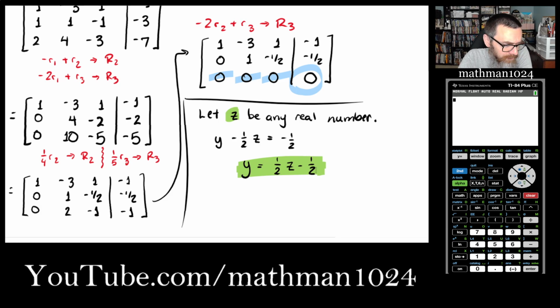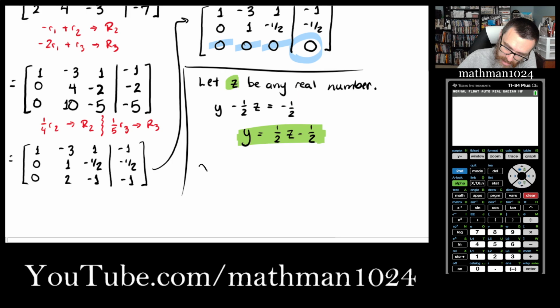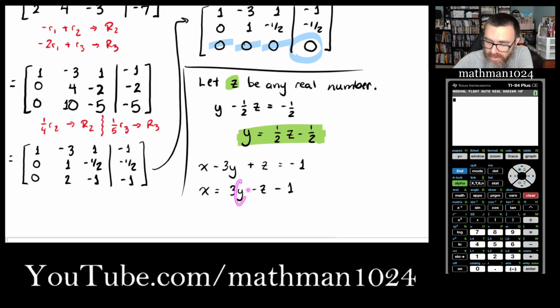And you've got a lot of options here in terms of how you want to do this. If I take this equation right here, so this becomes x minus 3y plus z equals negative 1. Getting x by itself would make this become positive 3y minus z minus 1. And we already have representations for y, and we know that z is just going to be z.